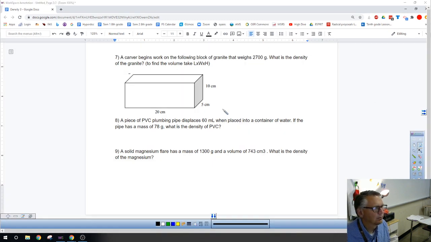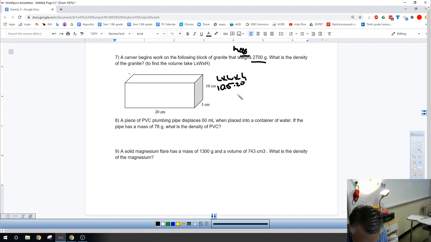And I make mistakes. So a carver begins work on the following block of granite. That should be mass. Sorry, I forgot to change that. Of 2,700 grams. What is the density of the granite? So we have to take length times width times height, or 10 times 5 times 20. That gives us 1,000 cubic centimeters.